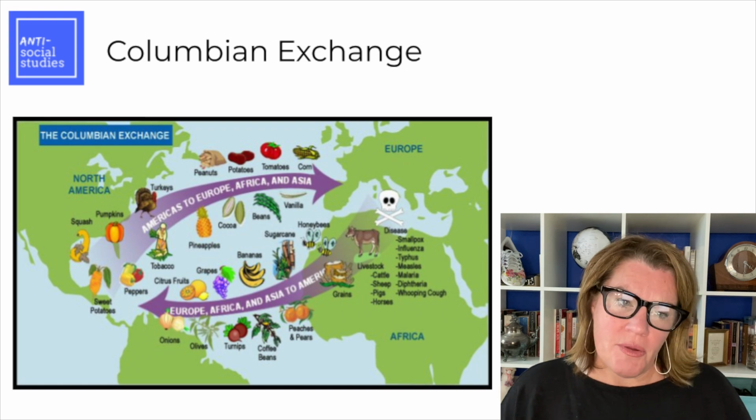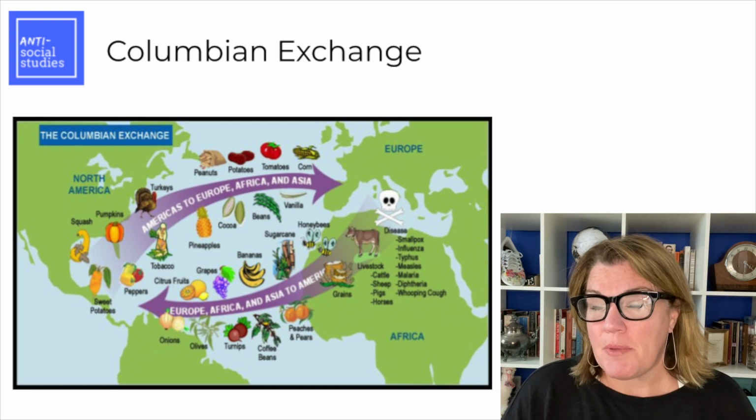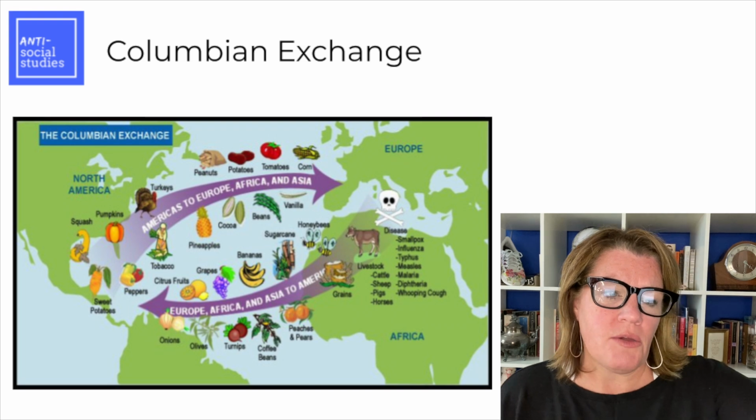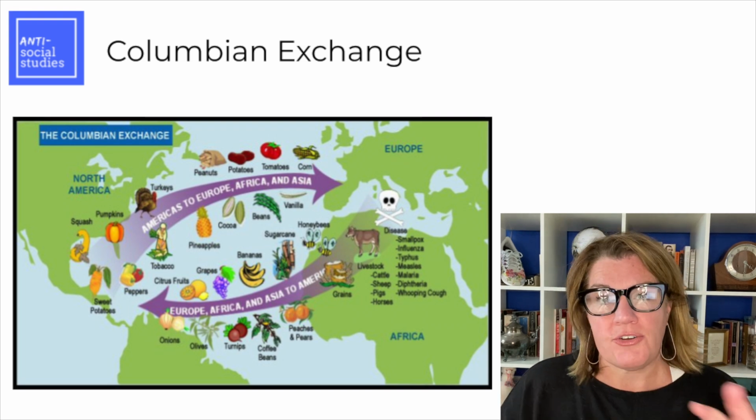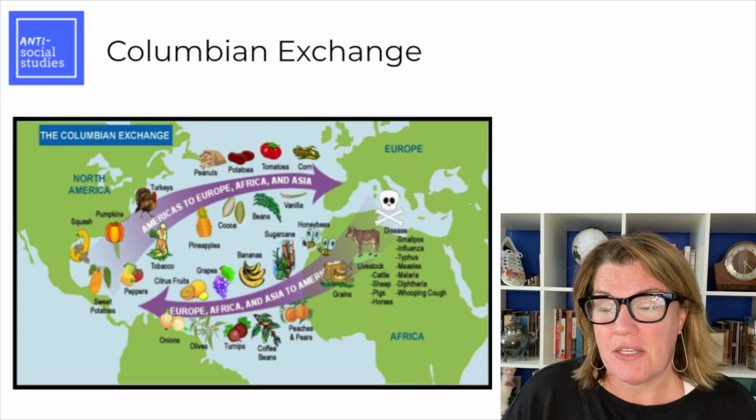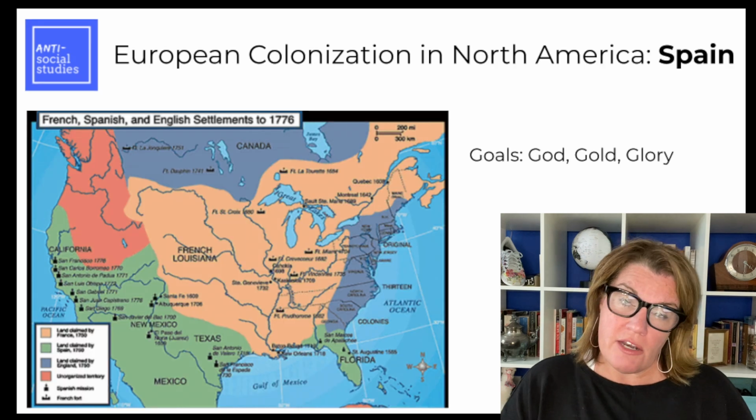European colonization, if you look at the map of North America, really what you'll see is you need to understand the areas of European conquest. The Spanish settled first.